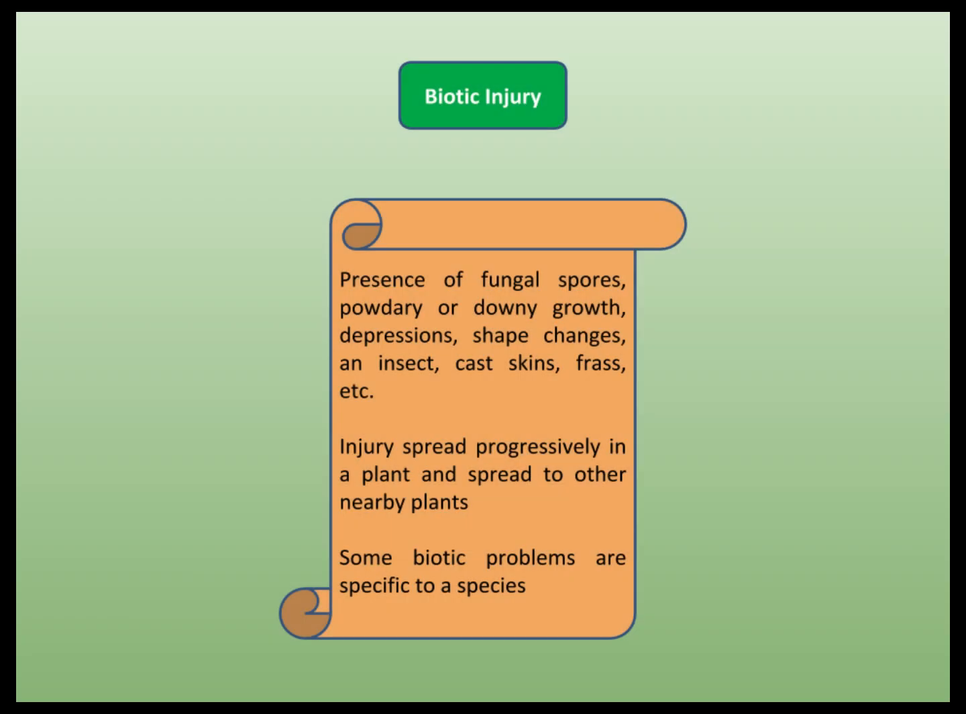If the symptoms are due to biotic factors, then we can see presence of fungal spores, powdery or downy growth, depressions, shape changes and insect cast skins, powdery material like frass, etc. on the affected parts of the plant. Such symptoms spread progressively in a plant and spread to other nearby plants. Even such symptoms may appear only in one or two plant species and not on other plants nearby.